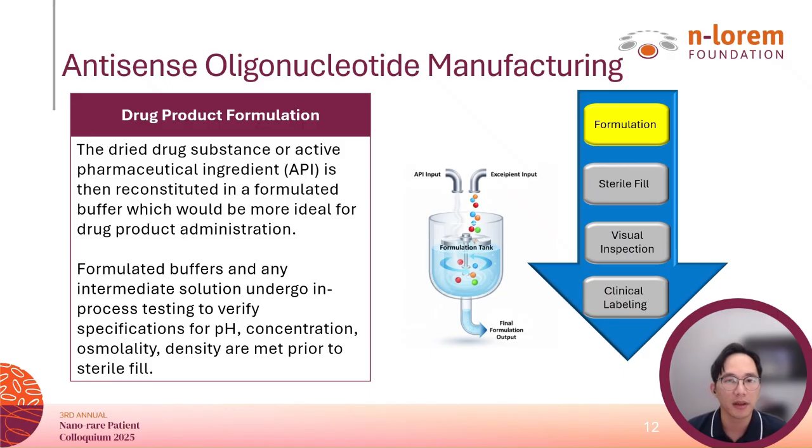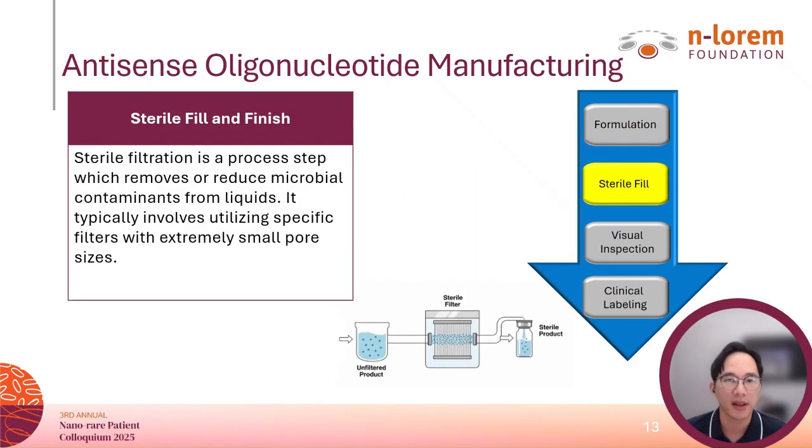The tested and released oligonucleotide drug substance is then transferred to a sterile fill finish facility. The dried drug substance is then reconstituted in a formulated buffer, which would be more ideal for drug product administration. Formulated buffers and any intermediate solution undergo in-process testing to verify specifications for pH, concentration, osmolality, and density are met prior to sterile fill. Sterile filtration is a process step which removes or reduces microbial contaminants from liquids. It typically involves utilizing specific filters with extremely small pore sizes.